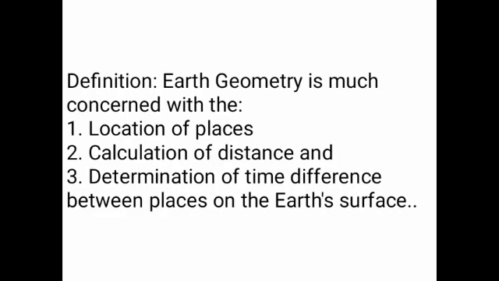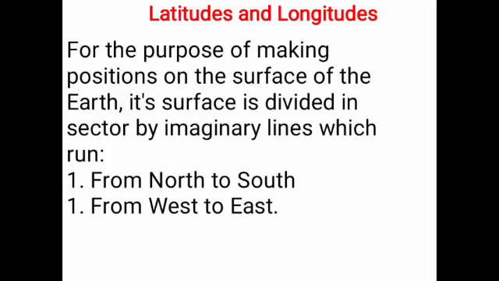But how can we allocate places, be able to calculate distances, and be able to determine the time differences? We use what we call the latitudes and the longitudes. So for the purpose of marking positions, the Earth's surface is divided in sectors by imaginary lines which run from the north to the south and from the west to the east. And these lines are known as the latitudes and the longitudes.